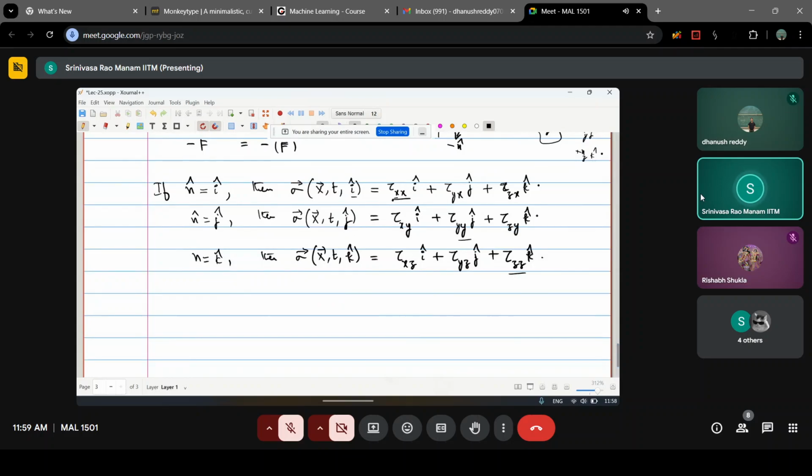So now what happens is sigma at x, t, n cap. I can write n cap, right? So how do I write my n cap? I want to write this in terms of this one. So how do I write it? Finally, I need to write this in terms of these things.